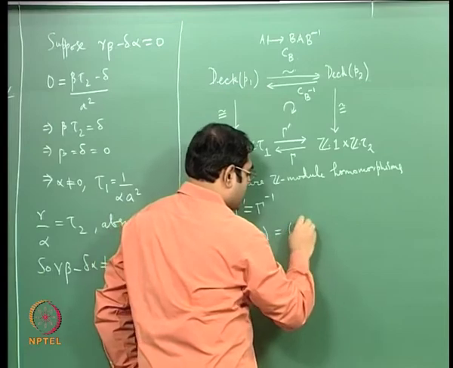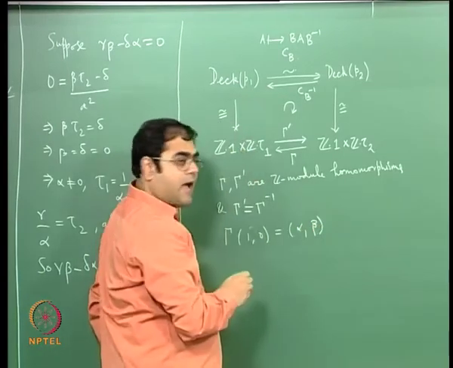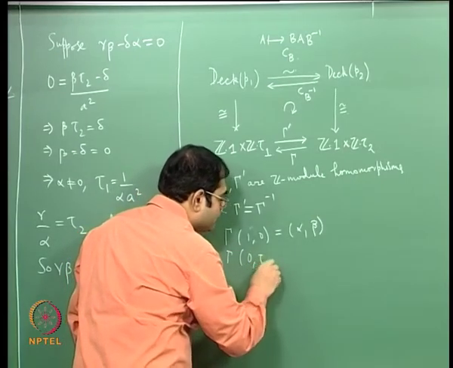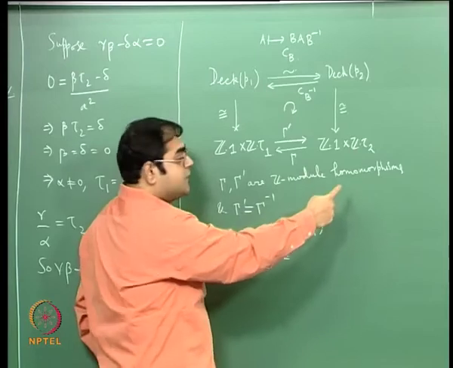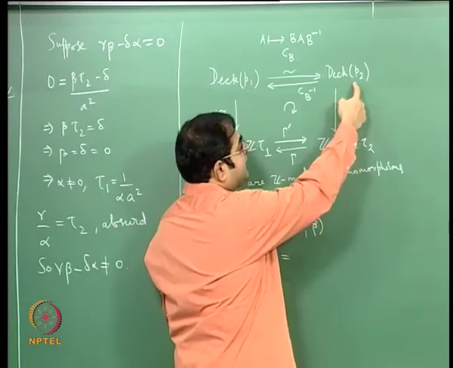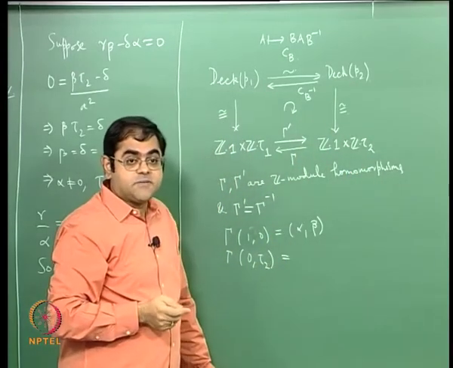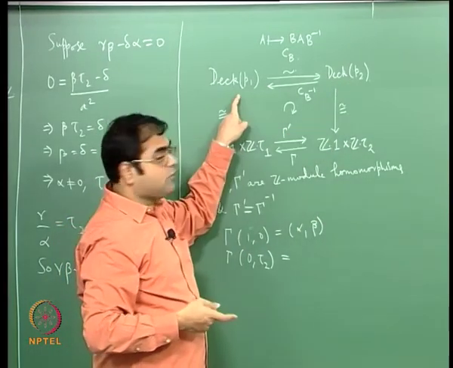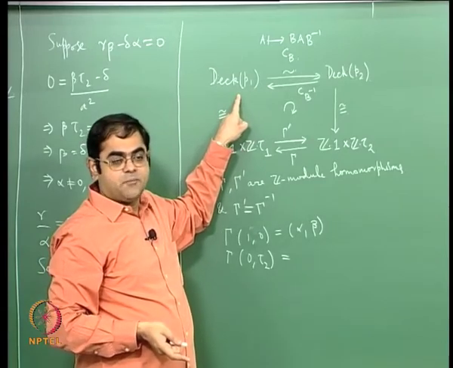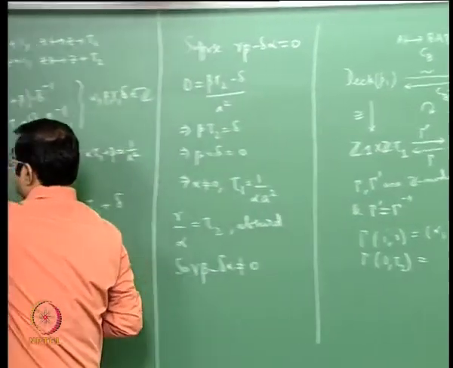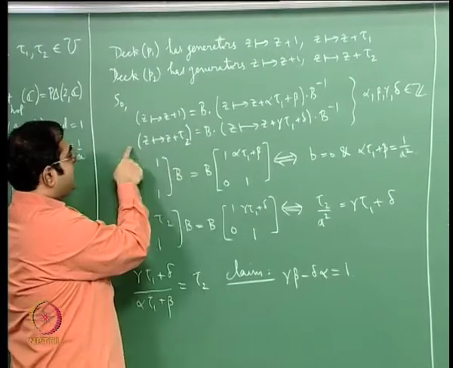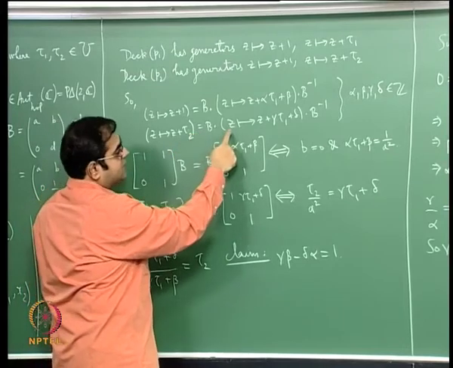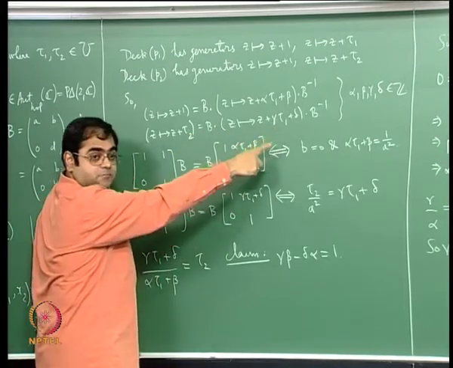This is alpha comma beta. And what is gamma of (0, tau 2)? Take tau 2 here, it will go to the deck transformation which is translation by tau 2, so z going to z plus tau 2. And here it will go to its conjugate by B inverse. So now go back to this diagram and see: B inverse · (z going to z plus tau 2) · B is actually z going to z plus gamma tau 1 plus delta.